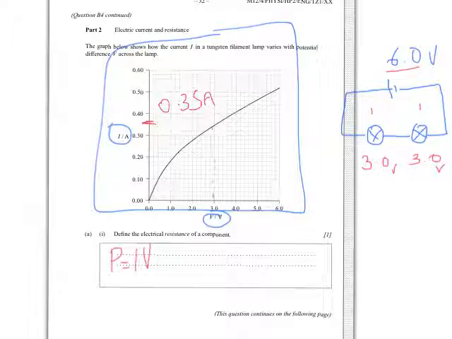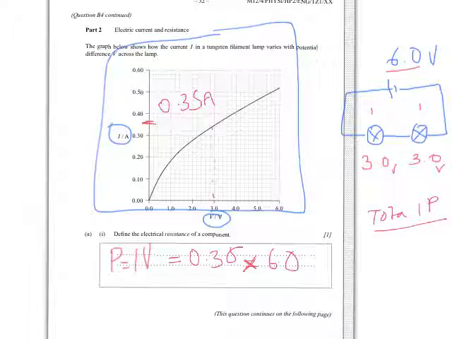So now we have our current 0.35 and our voltage, which is 6. Sorry, so that should be multiplied by 6. Why 6? Because the question, and we'll look at the question in a second, is calculate the total power dissipated in the circuit. So the total power would be the total energy spent on both bulbs. So 0.35 times 6 would give us 2.1 watts.